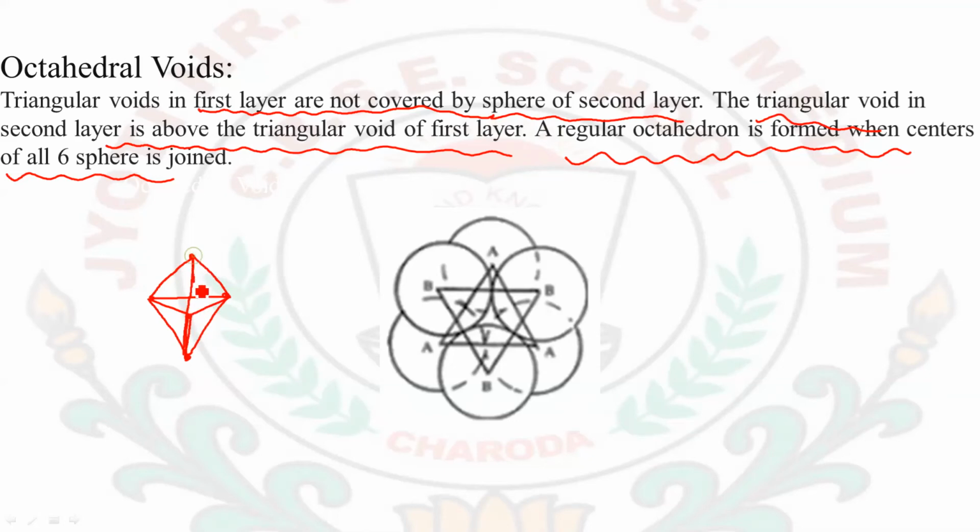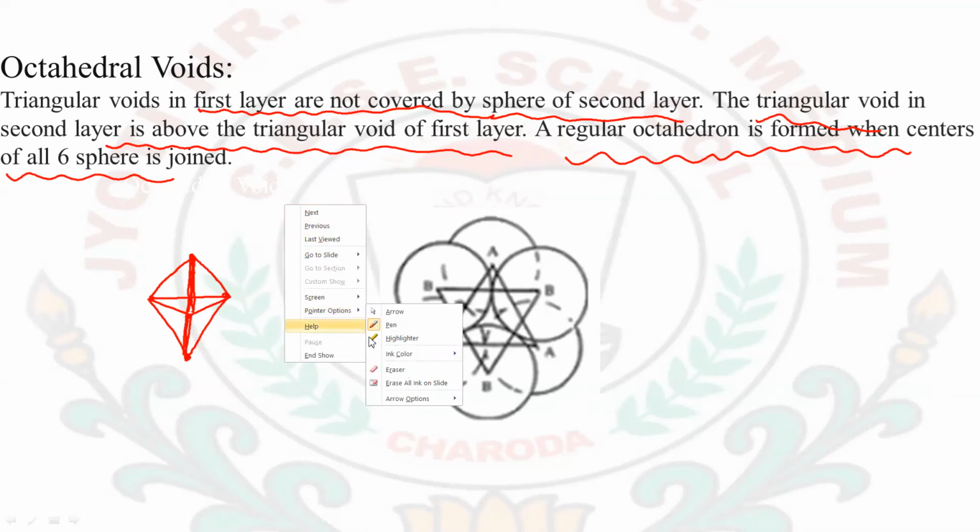So this type of shape is formed when the first layer's voids are not covered up by the second layer, and the second layer's voids are not covered by the third layer. So this is known as octahedral void.